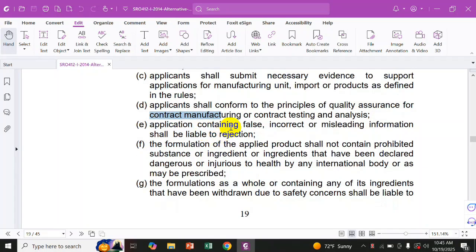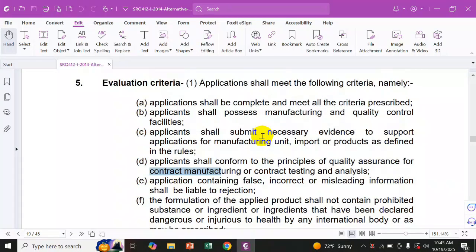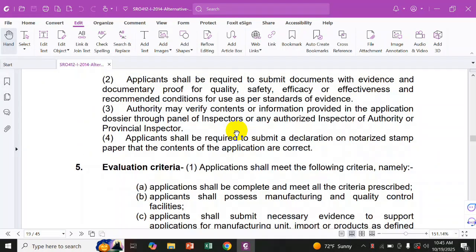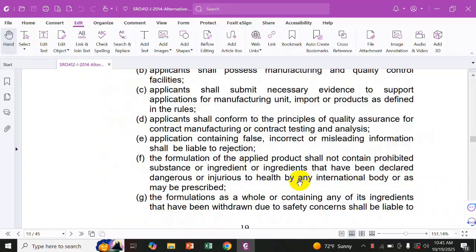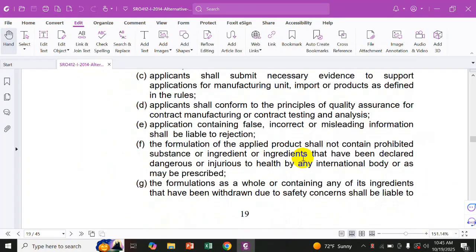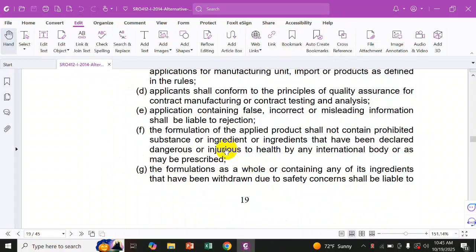Application containing false, incorrect, or misleading information shall be liable to rejection. This is an important point. For the avoidance of wrong information, we undertake here at this point, at rule number 4, sub rule number 4. So if we give them wrong information, they have the right to reject our application.